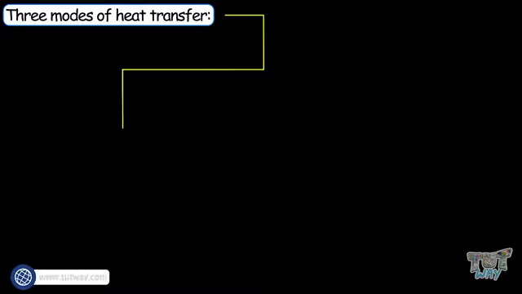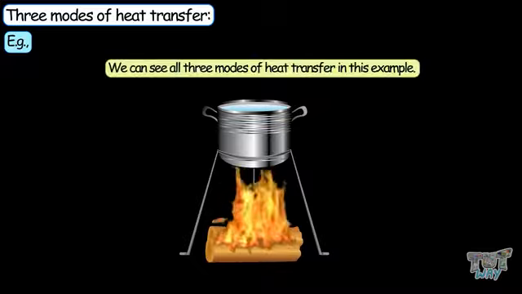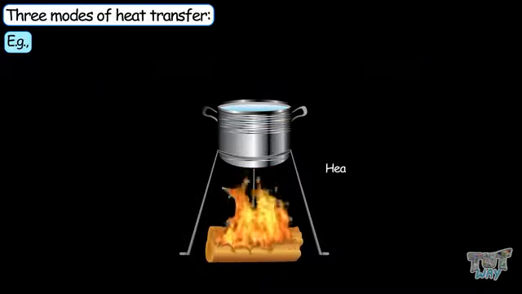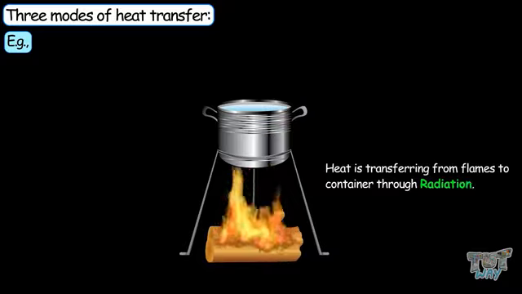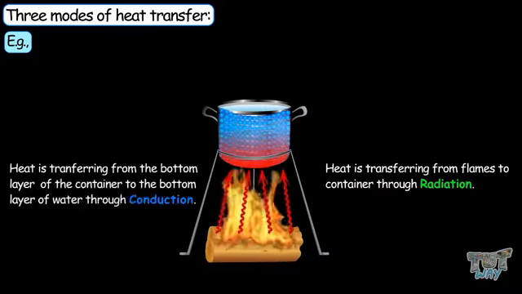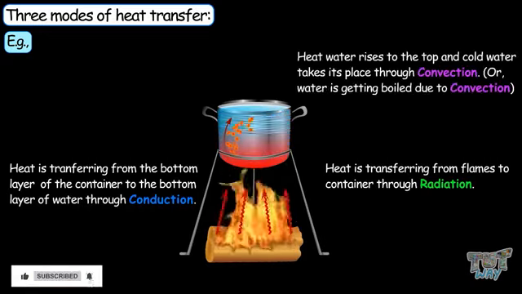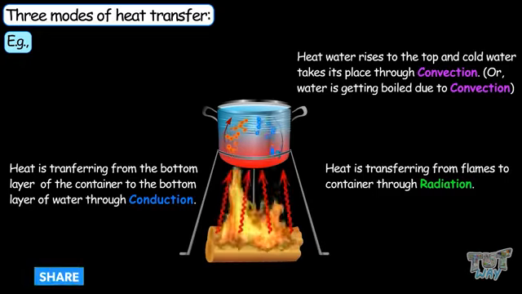So we learned 3 modes of heat transfer: convection, conduction, and radiation. Here we have combined an example which uses all 3 of them. We have a fireplace which is being used for heating water. So we can see all 3 modes of heat transfer from this. The flame produces radiation, which heats the container. The transfer of heat to water is through conduction. And the hot water rises to the top through convection process, or the water is getting boiled through convection.